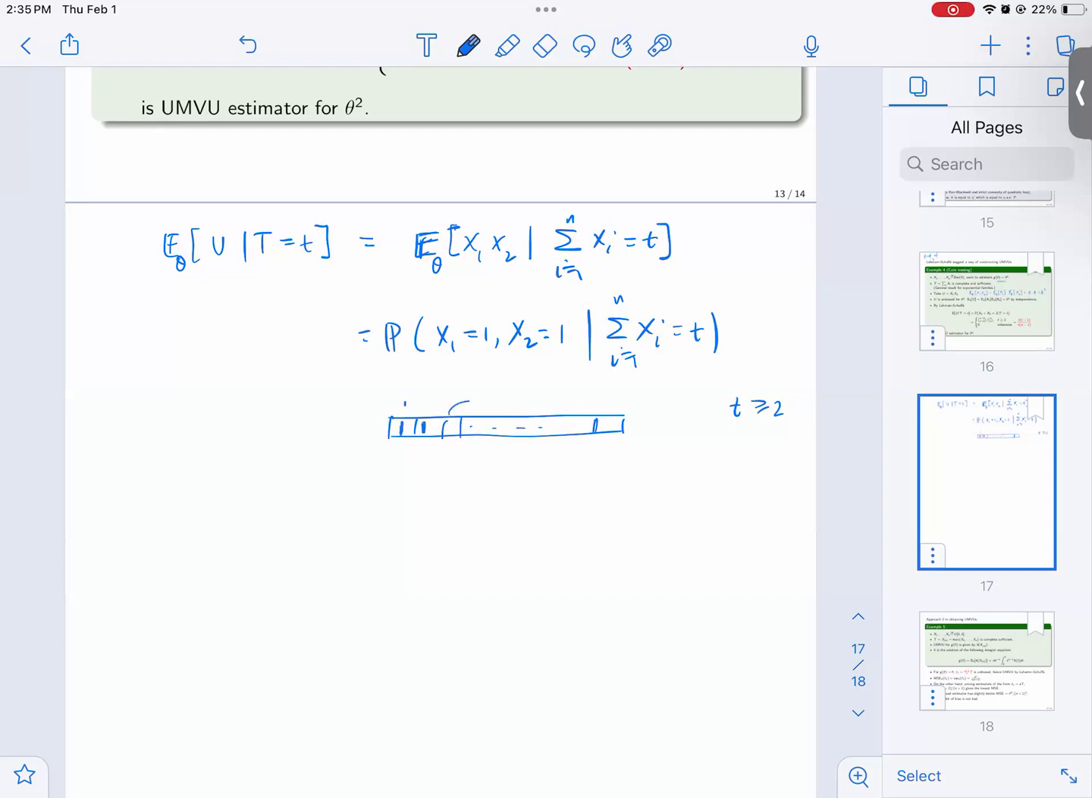So what I'm left with are t minus 2 ones that have to distribute among n minus 2 positions. So how many ways can I distribute t minus 2? n minus 2 choose t minus 2. There are this many ways. And they're all equally probable because of the symmetry of the problem. Right? So this probability is going to be, there are this many, and each one of the cases has this probability.